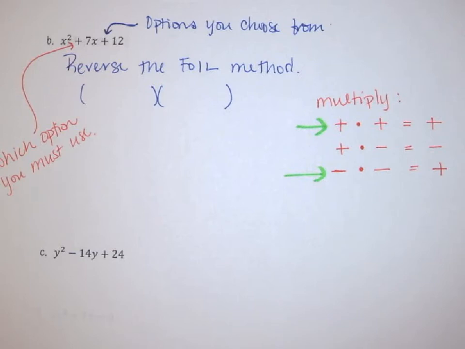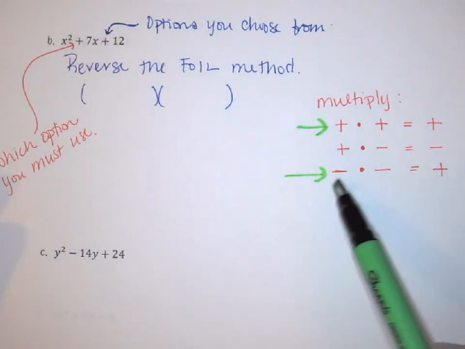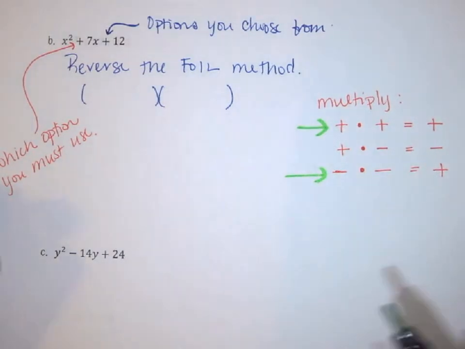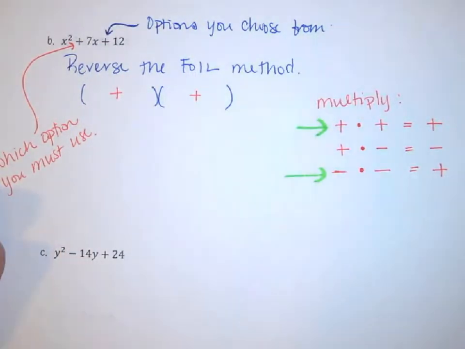So when we're looking at them, I have to know which option is going to give me a positive when I add them together. Well, obviously, if I add two negatives together, chances are I'm still negative, which means the only option that I can choose is I have to have both factors positive.